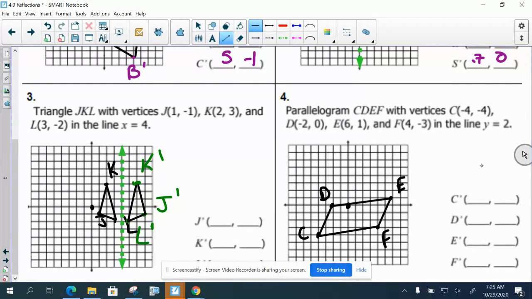And then number 4, we have the line y equals 2. This is a horizontal line going through 2. So you draw in your axis of symmetry and draw your reflected figure. I'll start with D: 1, 2, 3, 4, 5, 6, so 6 on the other side would be up here. D is 2 units away, so it's 2 units away on this side for D prime. E is 1 unit away. And then F, 1, 2, 3, 4, 5.